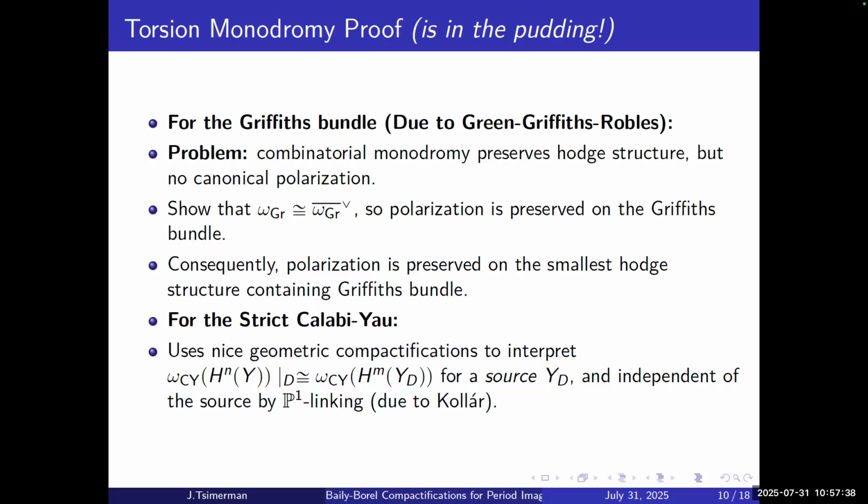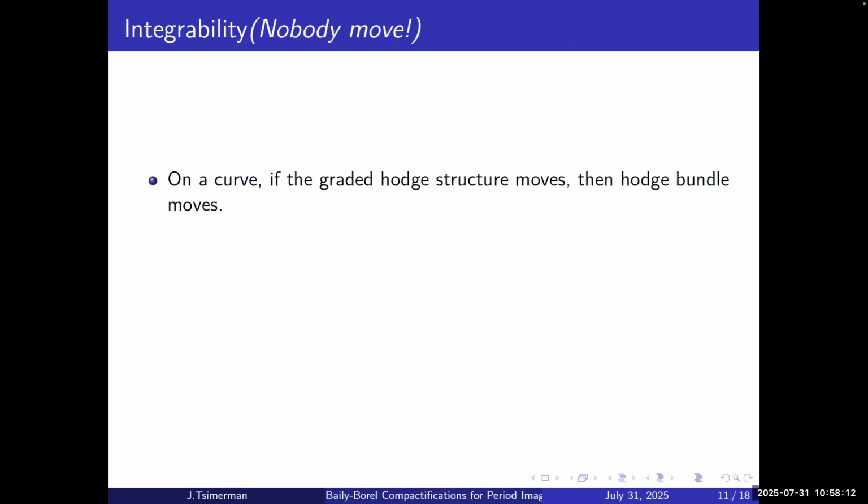In the strict Calabi-Yau case, I'm going to say very little because I know very little. But the point is that as you go to the boundary, you still have boundary Calabi-Yaus, these sources that occur, and you can identify the Hodge bundle on the boundary as the Hodge bundle of these Calabi-Yaus. So you still have this geometric interpretation of these sources, and you have these P1 linking results, the Kollár and a bunch of other people, which tell you that this is basically canonical. And so since you have this geometric interpretation, you end up showing that you do have a polarization preserved up to monodromy. So that's how you handle this bit.